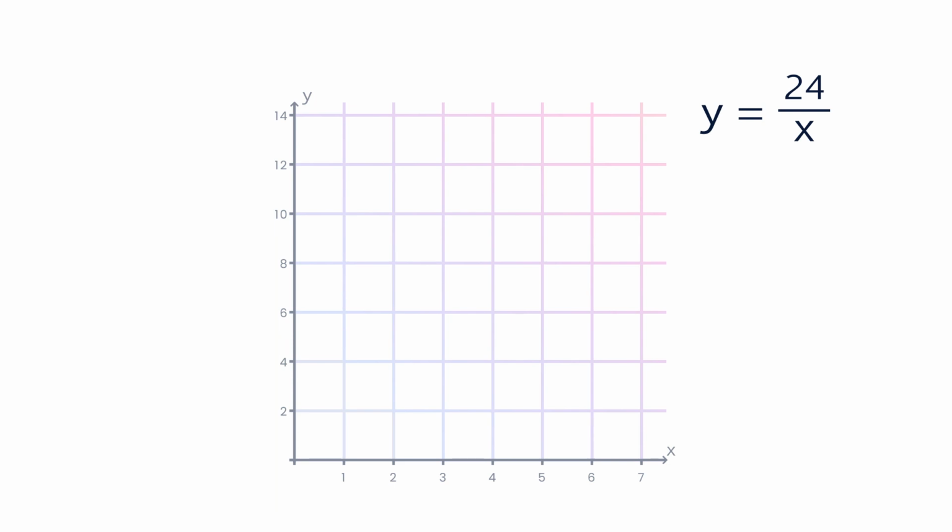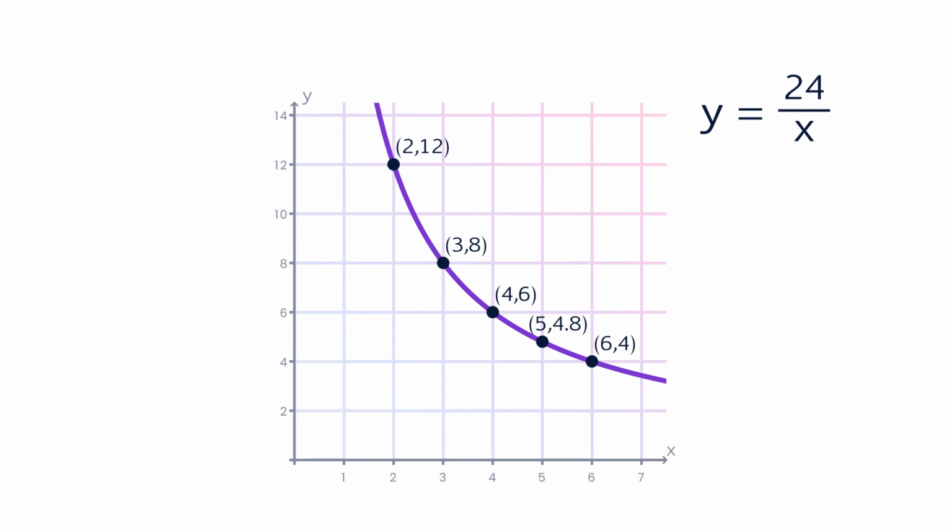Graphically, the function looks like this in the first quadrant. For all points on the graph, if you multiply the x-coordinate by the y-coordinate, you get the constant 24. Note that you can't be completely sure if this is an inversely proportional function. It could still look something like this.